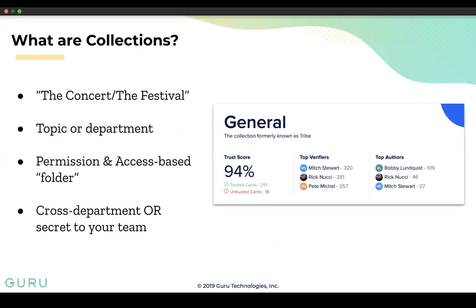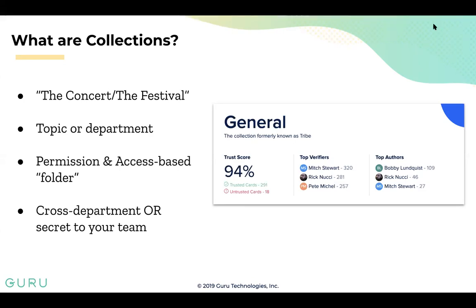It's labeled by topic or department, can be general for the entire company, or maybe sales focused or support focused. And based on that, it's a permission and access based folder. Other knowledge bases use the term folder to describe the highest level of knowledge organization. At Guru, we call it a collection. It can be cross-department or secret to your team. So you can choose who can see and edit what based on your needs.